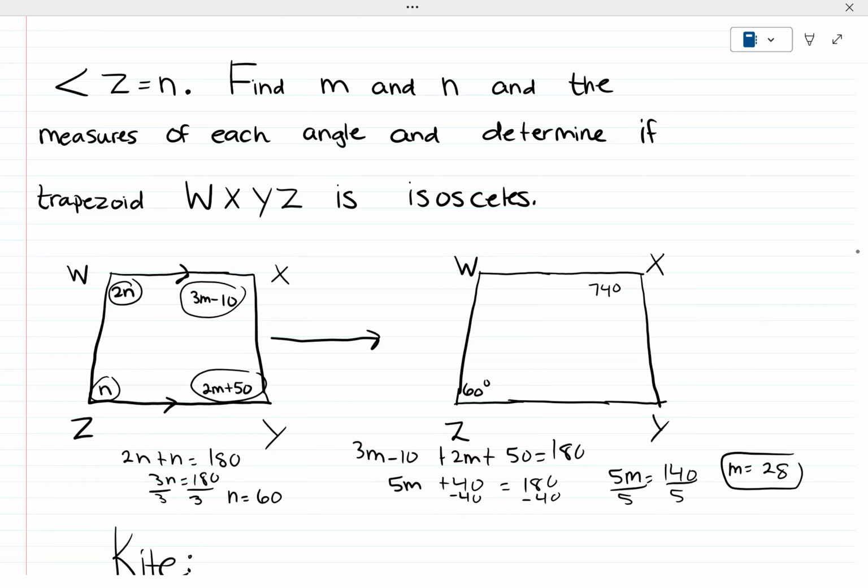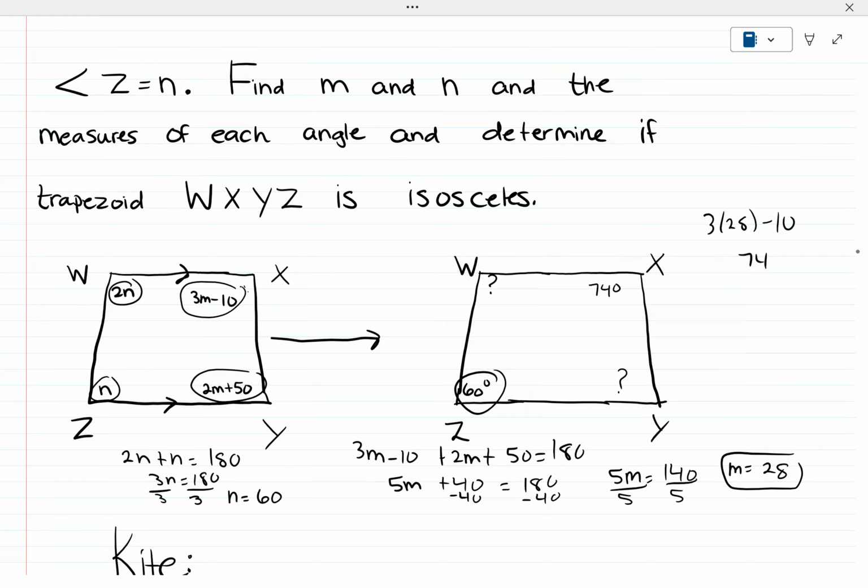Okay, so m is 28, and n is 60, so that's how I got 60 here. And then this angle here, if you plug in, is 3 times 28 minus 10, and that gives you 74. Can we find out this angle? Yes, and can we find out this angle? Yes, because they are also supplementary.